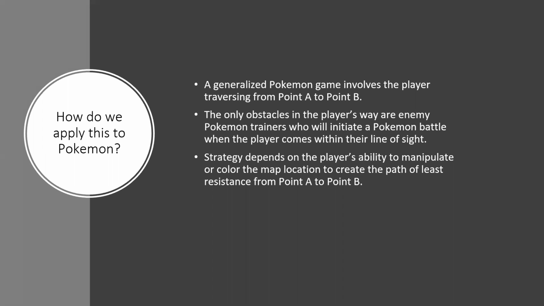So in this specific example, Pokemon trainers are going to initiate a Pokemon battle when the player comes within their line of sight. Because when you're a Pokemon trainer, you cannot say no to a battle. Strategy then is going to depend on the player's ability to manipulate or color in 3SAT the map location to create the path of least resistance from point A to point B.